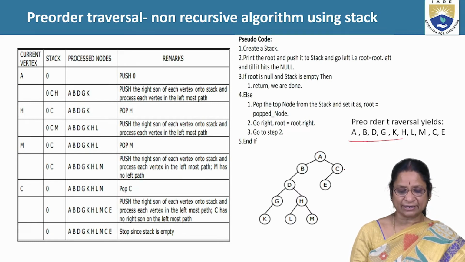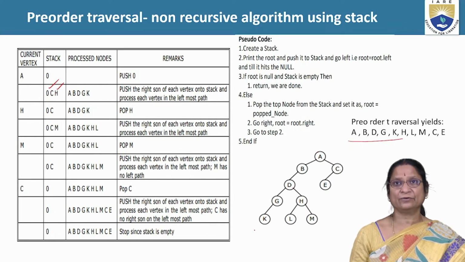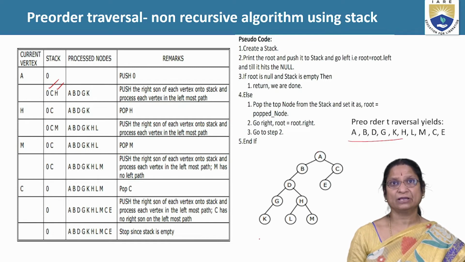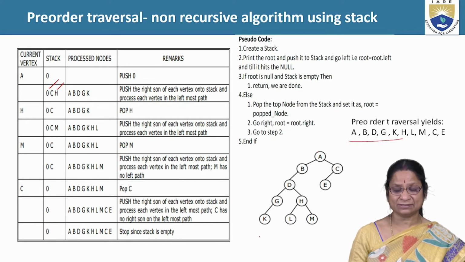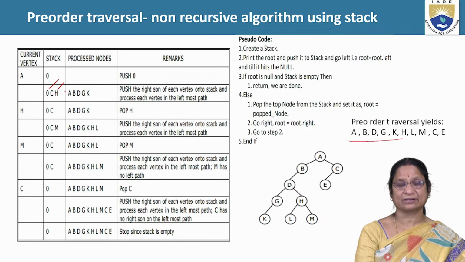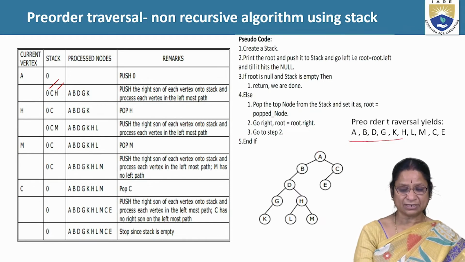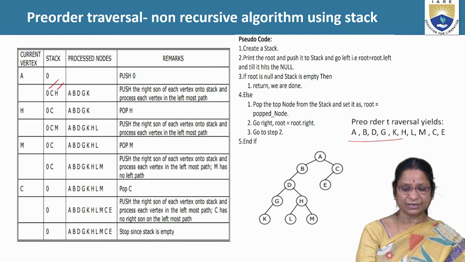So A has a right child, which is pushed, and D also has a right child, H, which was pushed. And we processed till the end of the leftmost path. Once the leftmost path is reached, then I have to check the stack. Yes, pop from the stack, H is popped out. Then all these get printed now.